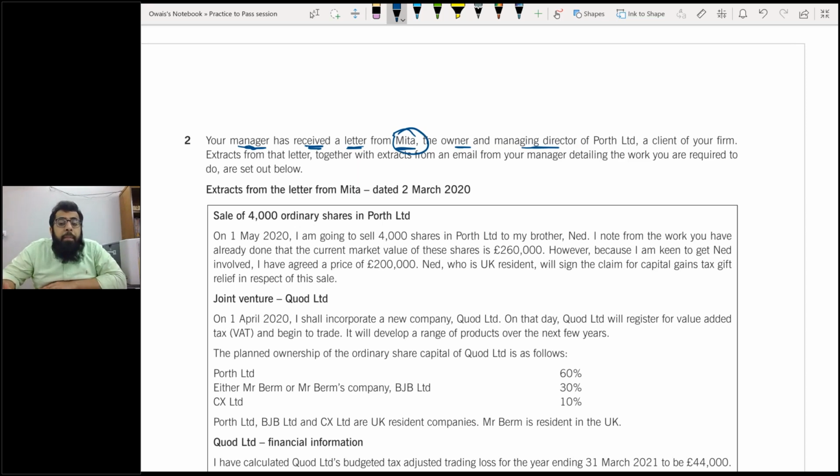The owner and managing director of Port Limited, a client of your firm. Extract from that letter together with extract from email from your manager detailing the work you are required to do are set out below.